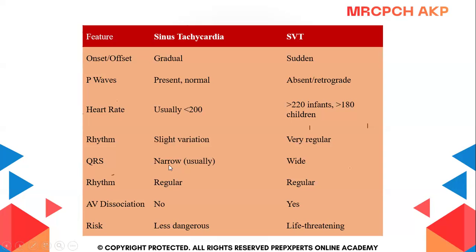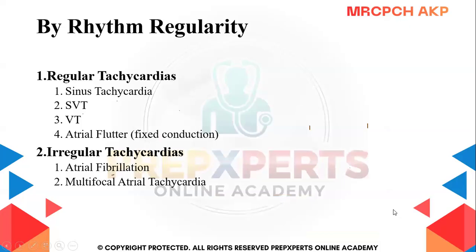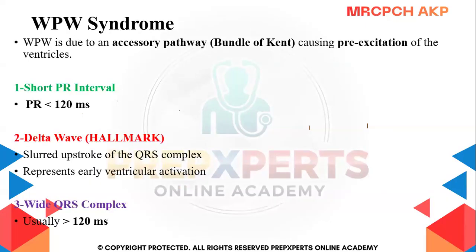So here in the sinus tachycardia you can see narrow complexes, here you can see wide, and the rhythm is regular. Rhythms are regular in both. Sinus tachycardia is less dangerous, and I told you that VT is a life-threatening emergency condition. There is another way to check, by rhythm regularity: regular tachycardias and irregular tachycardias. These are the examples of regular tachycardia that I mentioned: sinus tachycardia, SVT and VT. And in the irregular tachycardias, AFib, which I'll be discussing in the next class, hopefully. So you'll be clear about that.